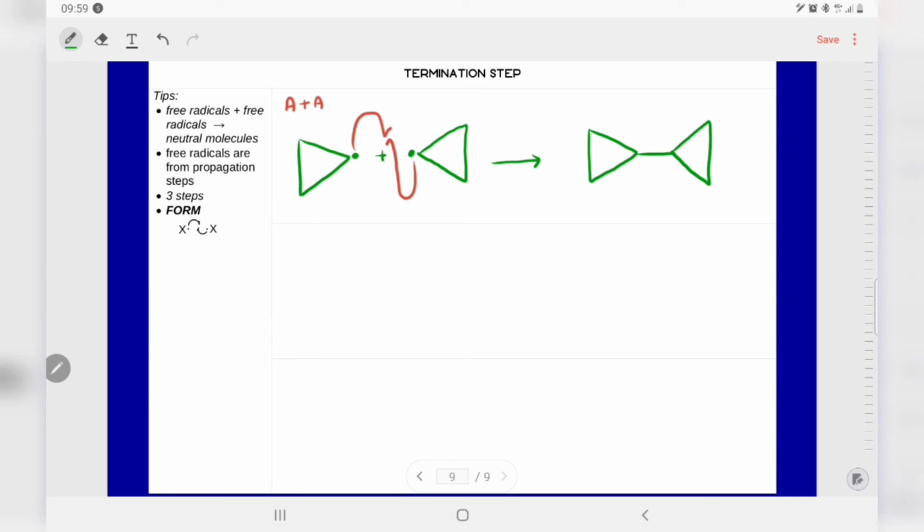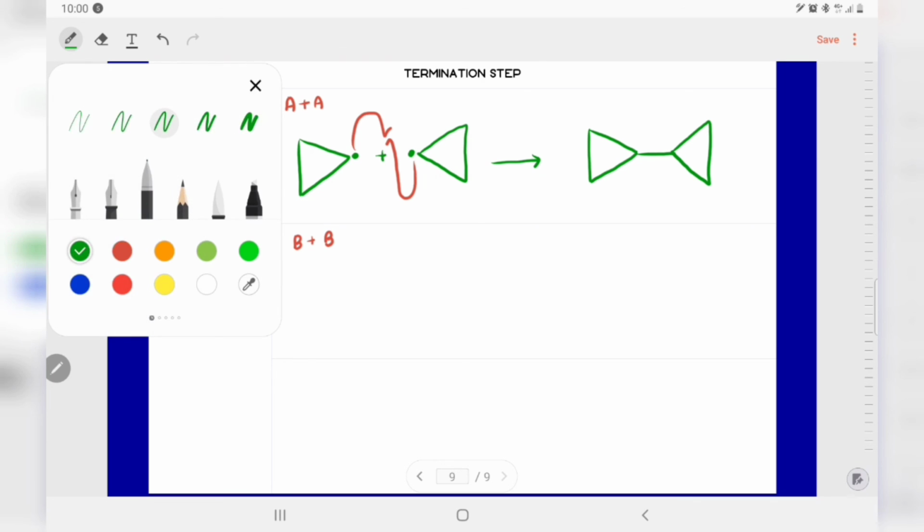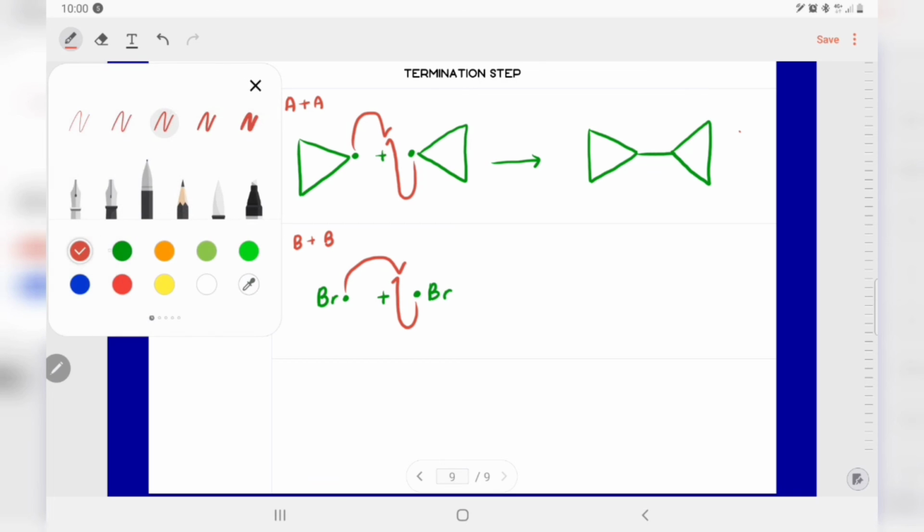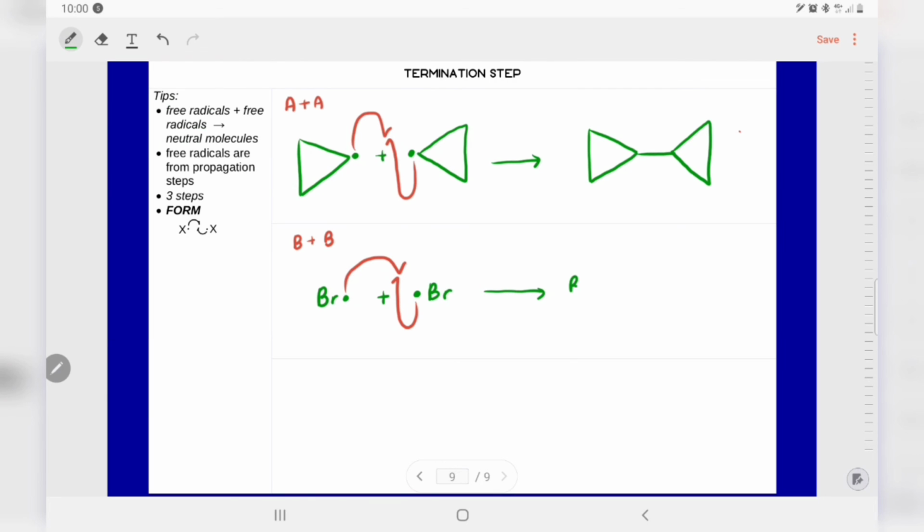Okay, second step ialah antara P dan B. So P kita tadi ialah Br. So Br and Br. So one electron shared with another one electron. So apa yang akan terhasil ialah Br buat bond dengan Br, ataupun kita boleh terus tulis Br2.